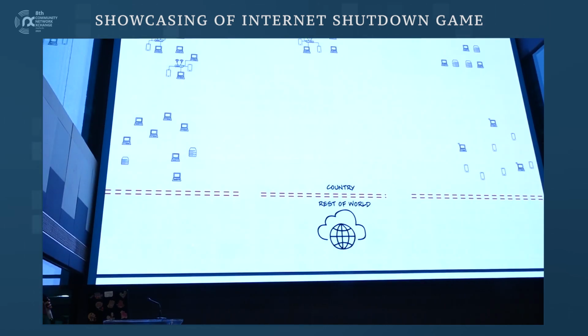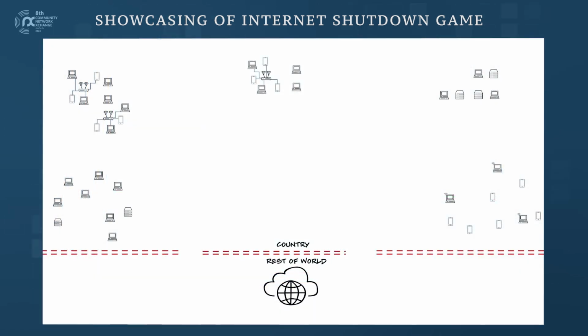Okay, so this is a map of a fictional country's internet infrastructure. On the map, you can see that there are a bunch of devices, and everything above this red dotted line is this fictional country. And everything below the red dotted line is the rest of the world, often where the information we want is stored, and the servers we want to talk to are located.